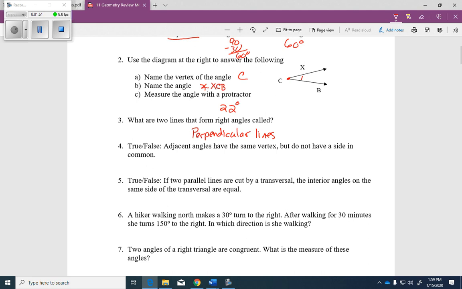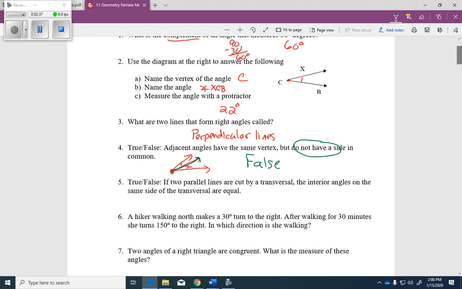True-false questions are always so tricky in math applications. So adjacent angles. Well, I like to see the picture. I think of something like this when we're talking about adjacent, like angle 1 and angle 2 are adjacent angles. Adjacent angles have the same vertex? True, they both share this point right here. But do not have a side in common? Well, that's false. You can clearly see that angle 1 and angle 2 share this side. Remember, they lean on each other. So this is a false statement because it says they do not have a side in common. That's false. They do have a side in common.